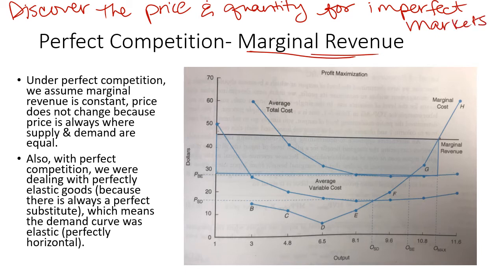markets. Before, when we discovered the price and quantity for perfect markets, we looked at the supply curve and the demand curve. We found the equilibrium point, which was the point where they both intersected, and we followed the price horizontally to figure out what the price was. We followed that equilibrium point vertically to figure out what the quantity was, and then that was it. So wherever Q fell and wherever P fell, those were our equilibrium prices and quantities.